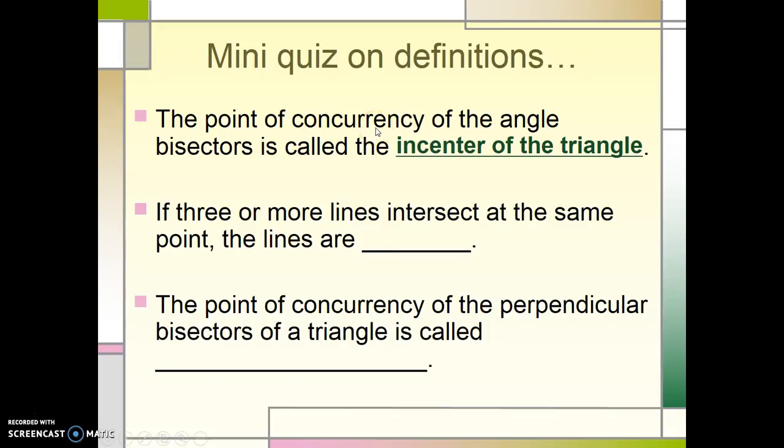And a little mini quiz finishing up the lesson here. The point of concurrency of the angle bisectors is called the incenter. There's a gift for you. You got the answer. The next ones are blank, though. If three or more lines intersect at the same point, the lines are blank. Well, that would be concurrent. That's what concurrent means. And then the point of concurrency of the perpendicular bisectors of a triangle is called blank. You try and think about that, look at your notes. It's the circumcenter of the triangle.